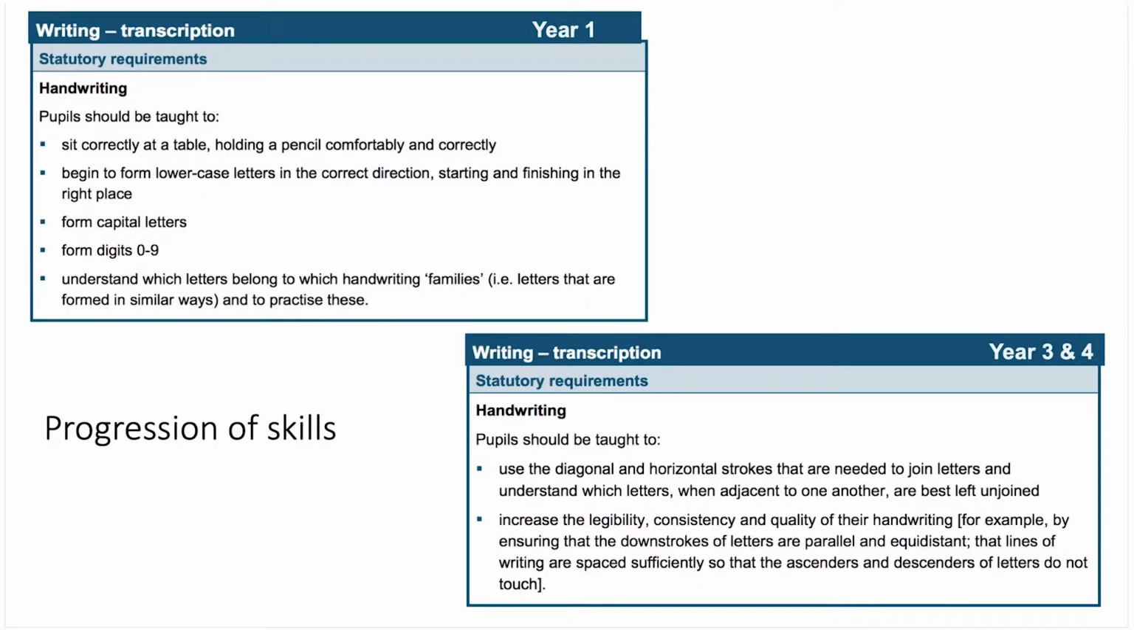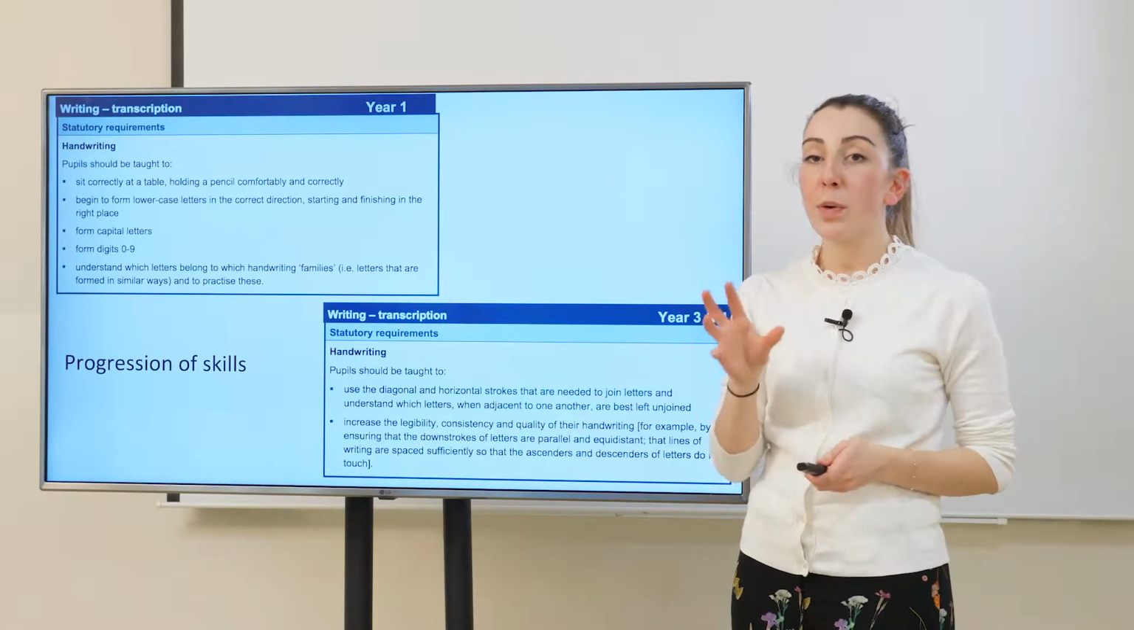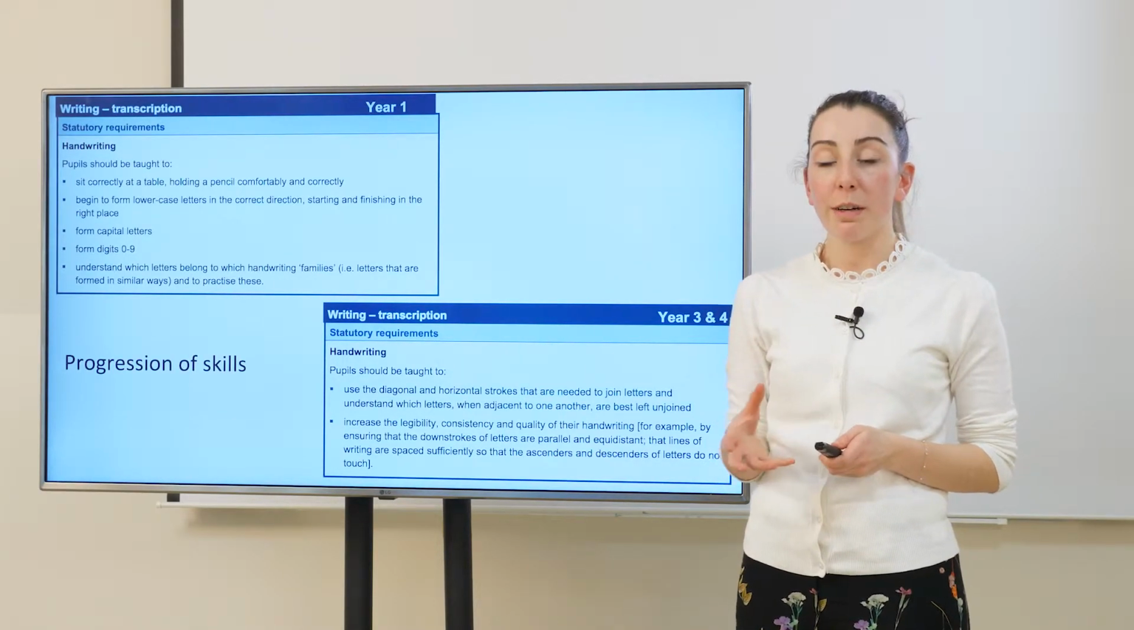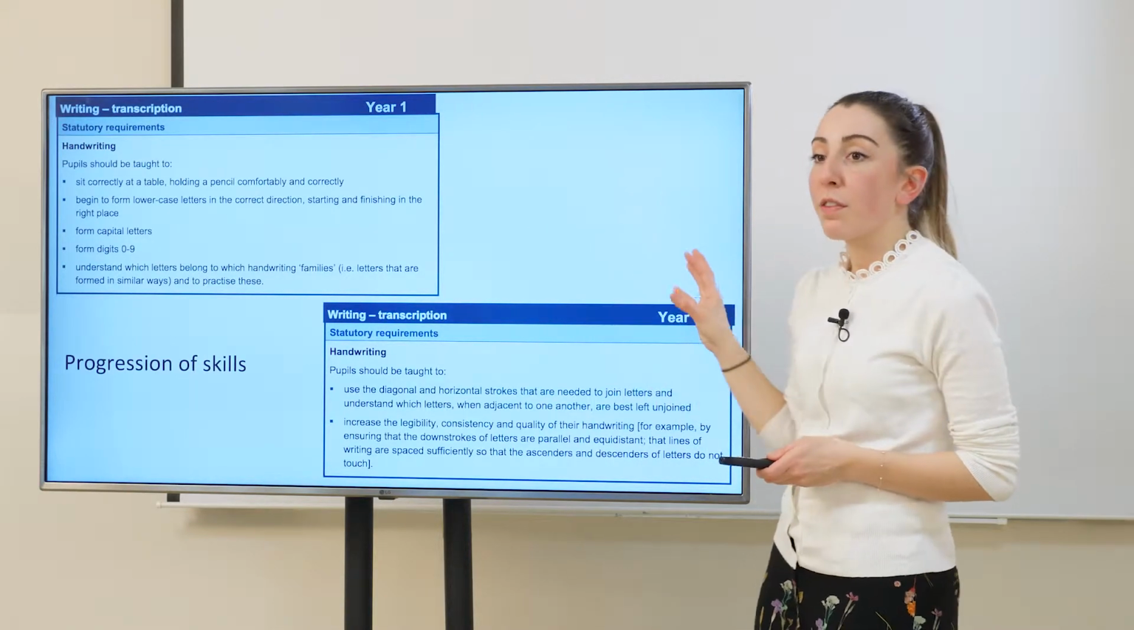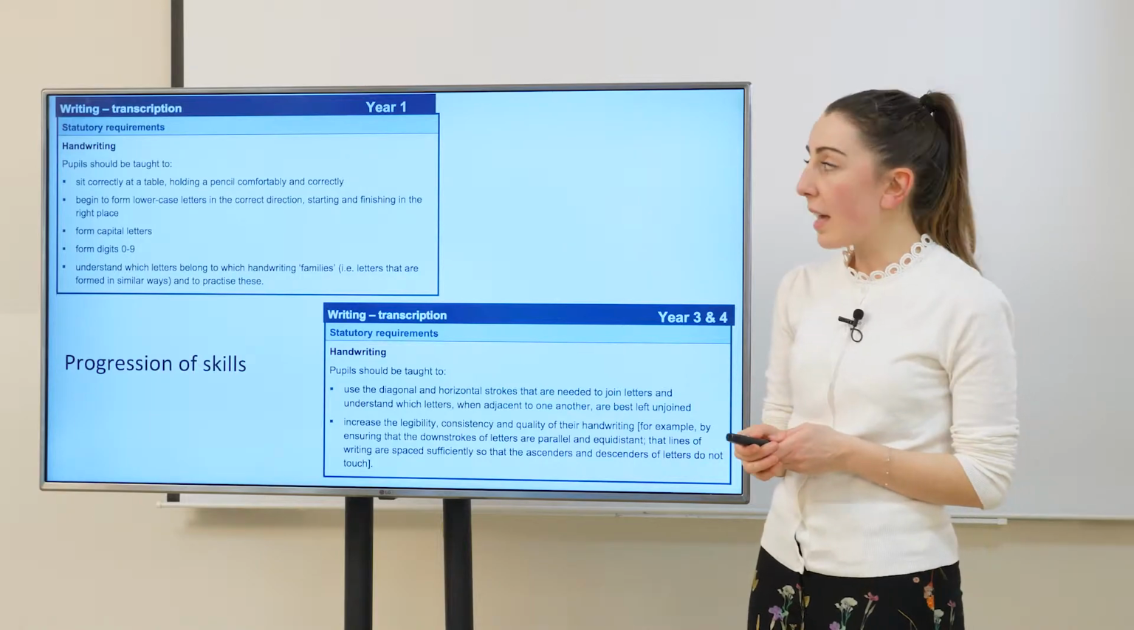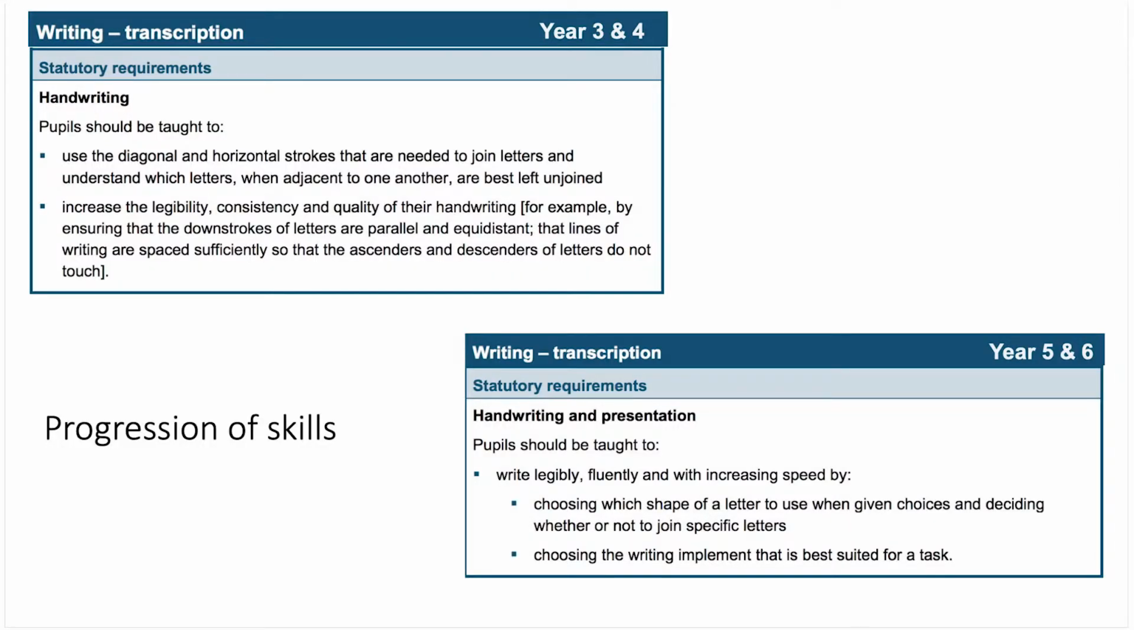So, I'm now going to talk to you about progression. So if we focus on one of these areas, such as writing and transcription, Year 1 objectives are different from Year 3 and 4 objectives, and Year 3 and 4 objectives are different from Year 5 and 6 objectives.